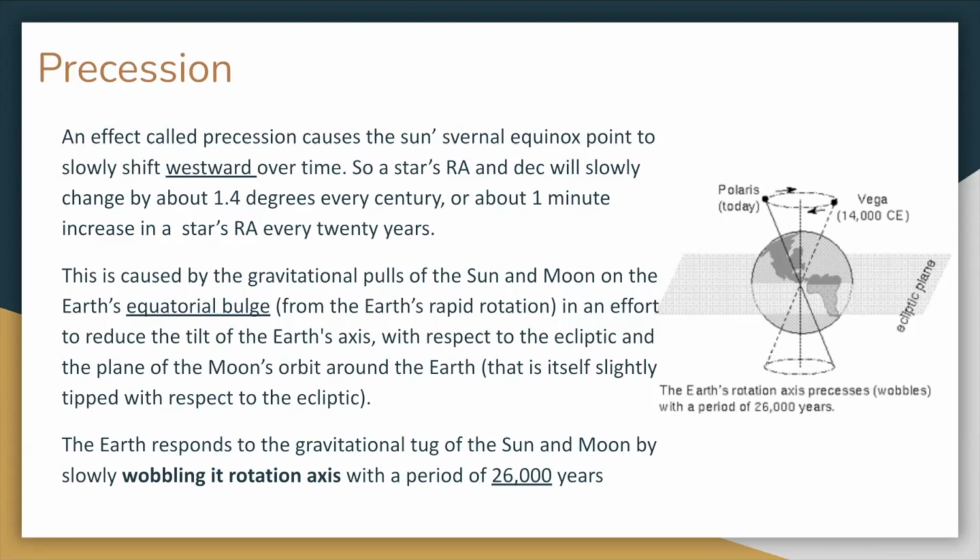This does mean, however, the poles of the Earth point in slightly different spots over time, which means Polaris has not always been the North Star. In fact, about 14,000 years ago, Vega was the North Star because Earth's axis was pointed in a slightly different direction. And that'll happen all over again as time slowly goes on.